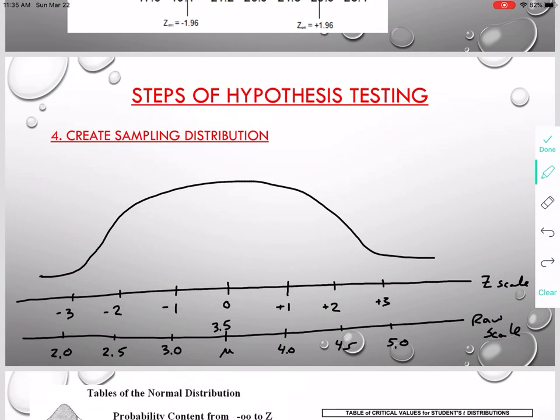But the key point to get here is I have my normal bell-shaped curve, and we have a standardized scale that can be used across all units. And for the sake of understanding, if I was to draw this out, I would also be drawing out my raw numbers.